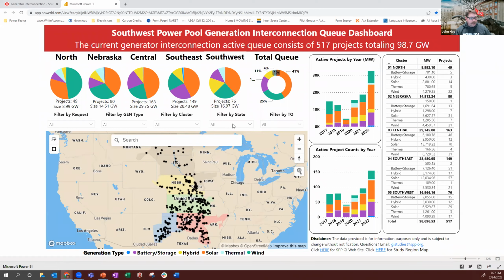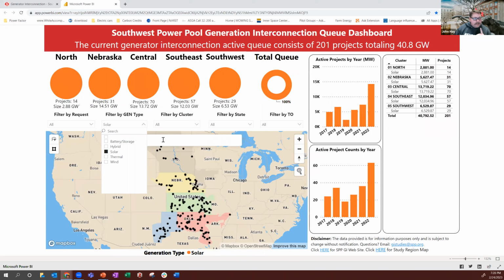And if we filter this, let's just filter it by generation type. And we'll pick solar, and then maybe we'll pick wind after that. And so let's just pick solar. And it is going slow, but now every dot on this is solar. Look how many solar projects are proposed across that region. And in Nebraska, that equates to about 50,000 acres of solar proposed.